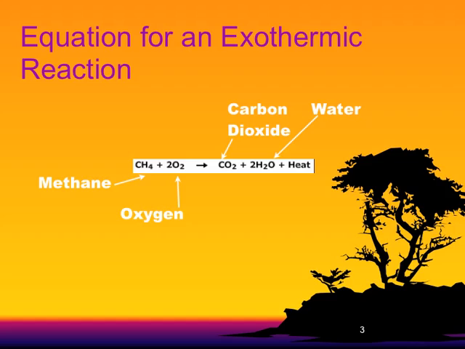But it also gives off heat. We haven't typically shown heat in our chemical equations because when we went to balance these equations, all we were looking at was the atoms themselves. But in this case, heat is also one of the products of this reaction. And this is why when we burn methane, things get hot.